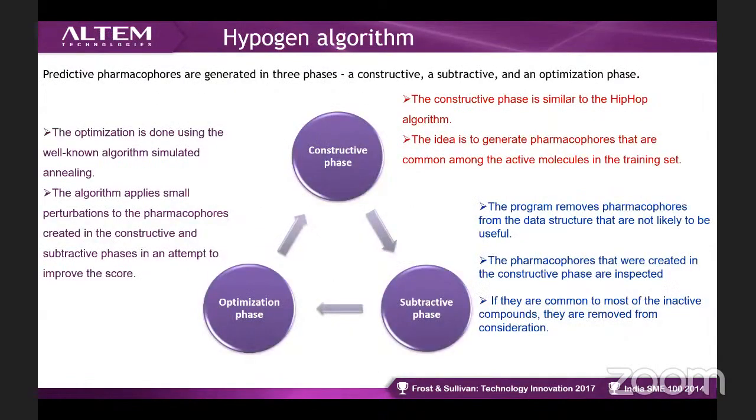So you should know how this algorithm works. It's a mathematical algorithm, but applied in chemistry. First of all, it will try to construct. The constructive phase is similar to HipHop, another algorithm. It will identify pharmacophores that are common to the active molecules in the training set. Once it identifies those, the program moves towards the subtractive phase.